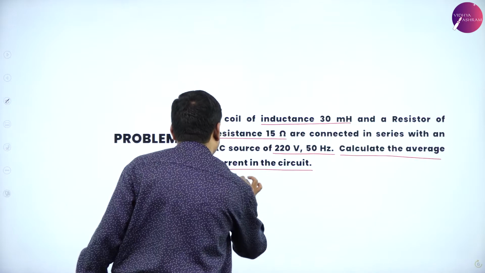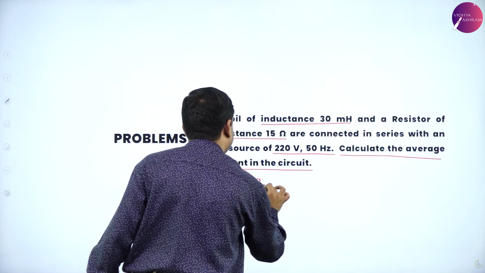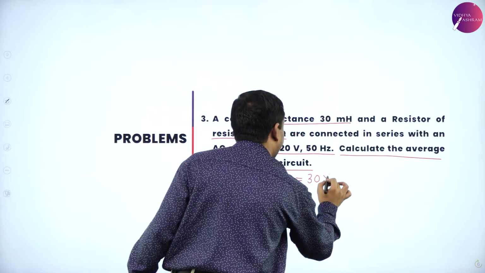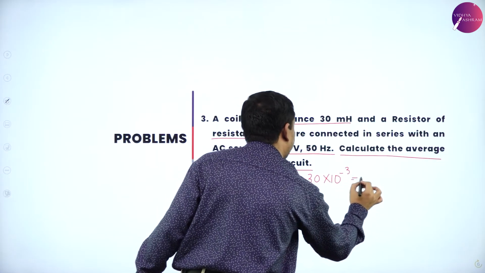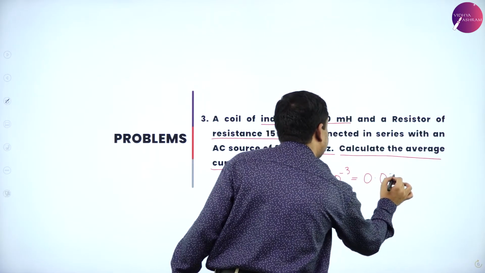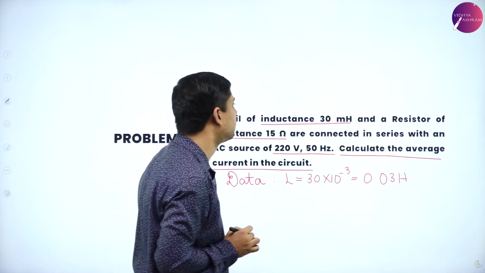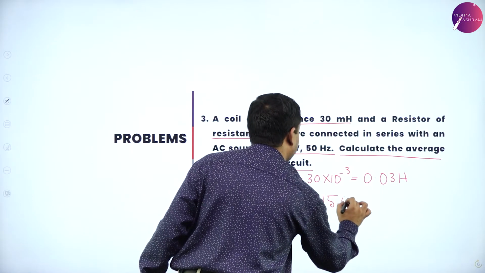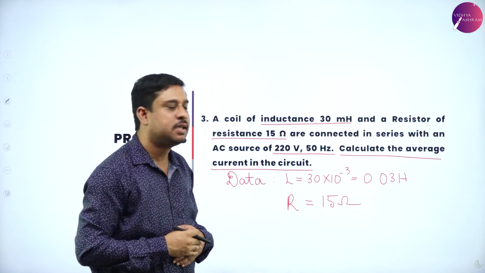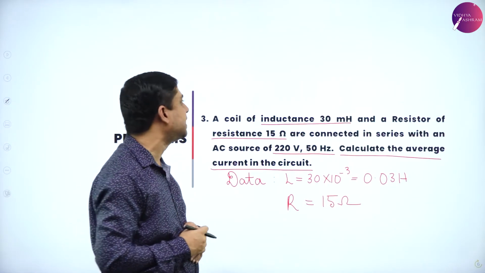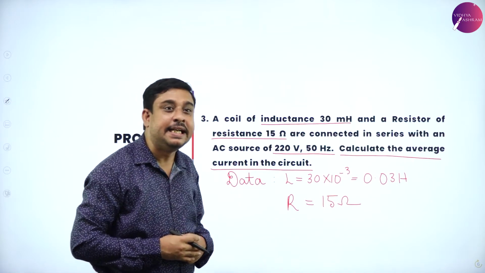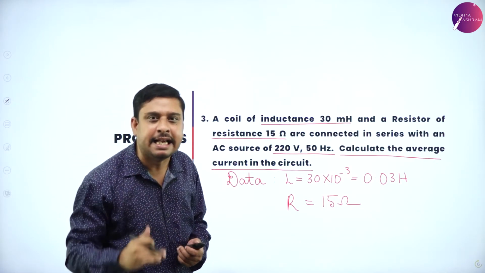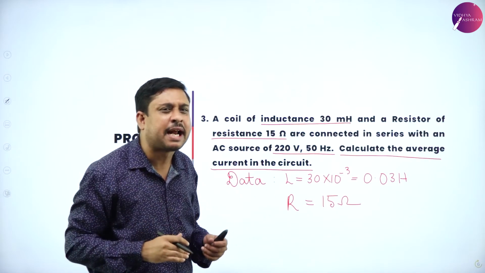Now, again to take up with the data, inductance is 30 into 10 power minus 3, which is 0.03 Henry. Resistance is 15 ohms. VRMS and the frequency are the same. Since inductance is given, first XL, then impedance, then IRMS. Then let us look at what has to be calculated.